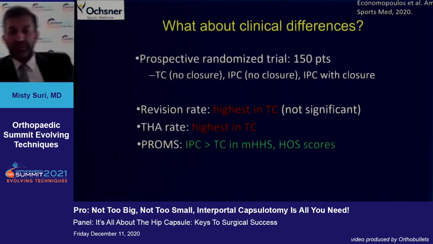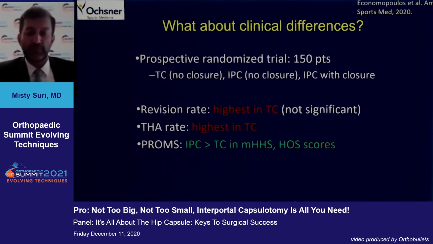So this was a level 2 study that was a prospective randomized trial that compared 150 patients undergoing hip arthroscopy for FAI with either a T capsulotomy without closure, interportal capsulotomy without closure, or interportal capsulotomy with closure. So there were three groups.